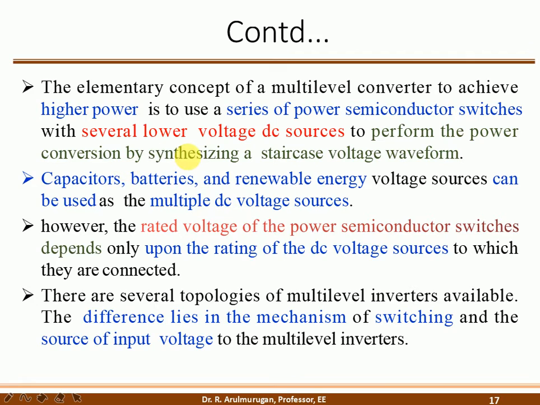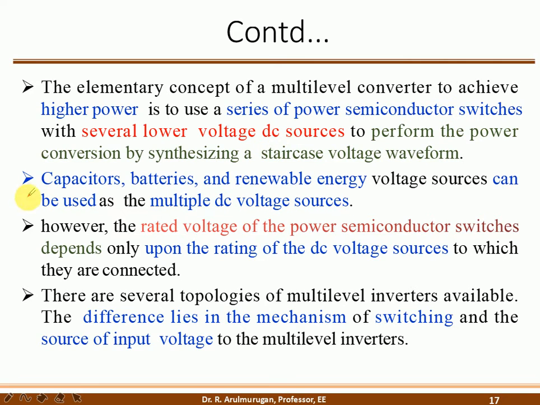For high power applications, you use a series of power semiconductor switches, and you use several lower voltage DC sources. The input is DC and the output is AC. You use only lower voltage DC sources, and the output is higher voltage as well as higher power. So how does it come about? Through a series of power semiconductor switches, the seriously connected switches convert it.